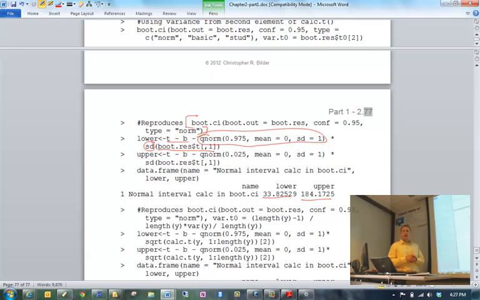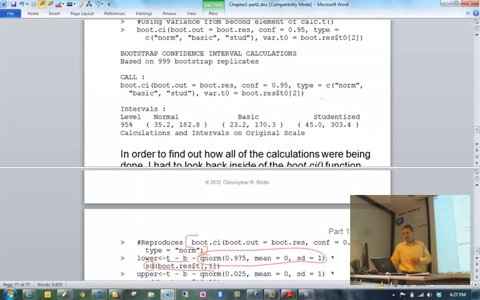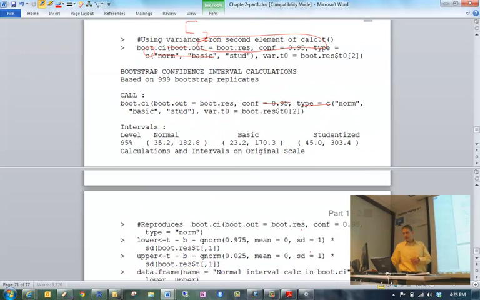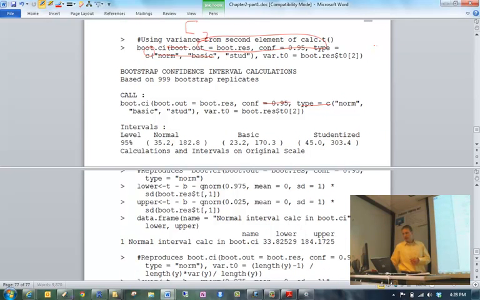This reproduces exactly what this particular boot.ci function does. Now you'll note that the output that was given earlier, this is page 71, has a little bit of a different value for its interval. And the reason is simply what's being used for V. So remember how we're actually having a second element in calc.t.